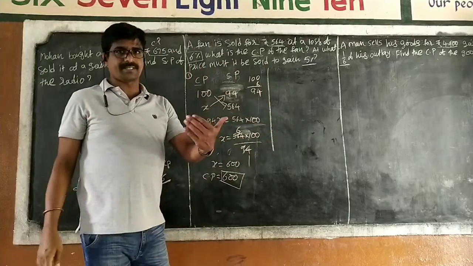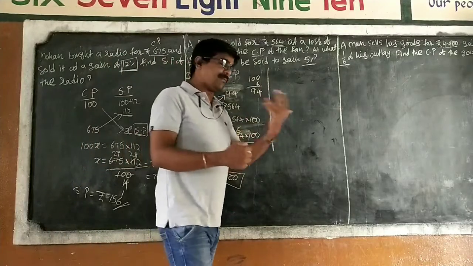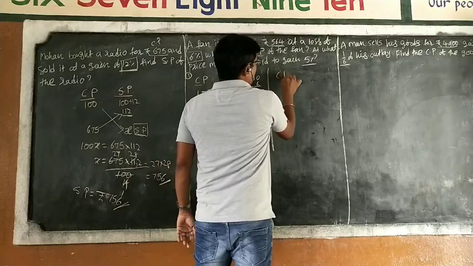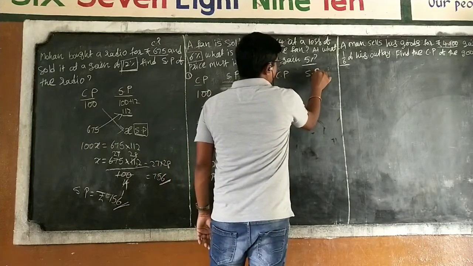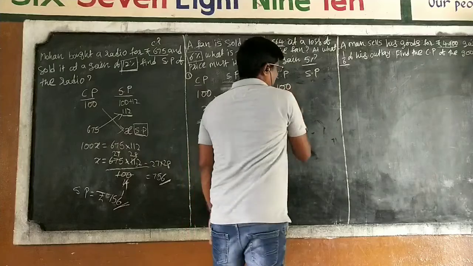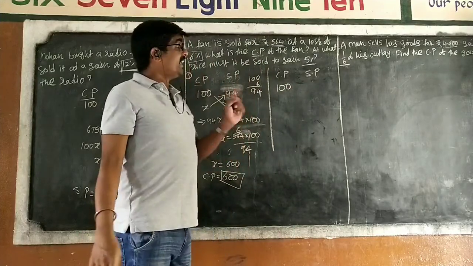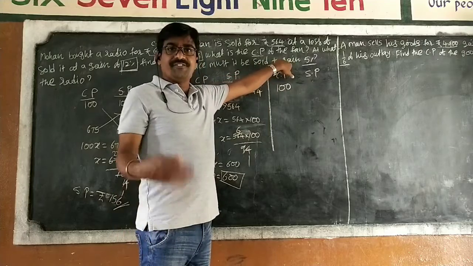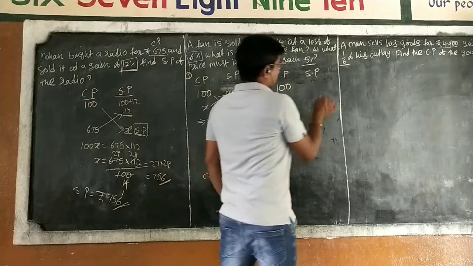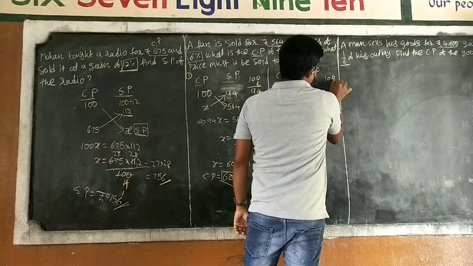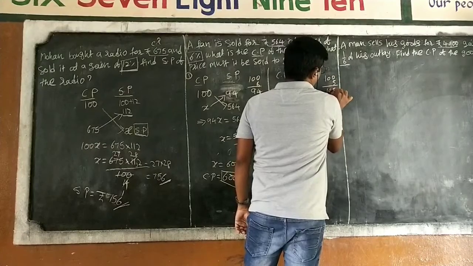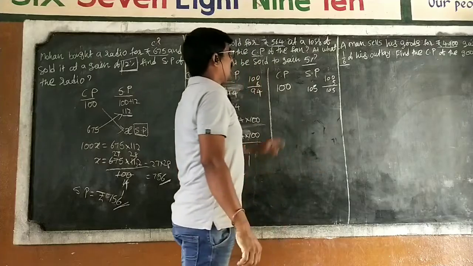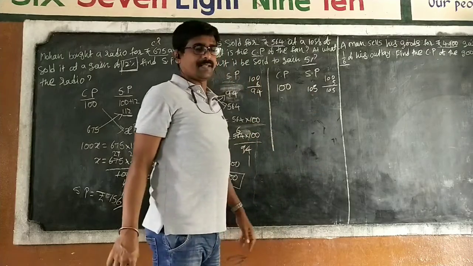Next, again we have to find the selling price, to gain 5%. How do we find it? Simple, the same cost price and selling price. Cost price is always 100. For the selling price, you want to gain a benefit, a profit. That's why 100 plus 5, that is equal to 105.